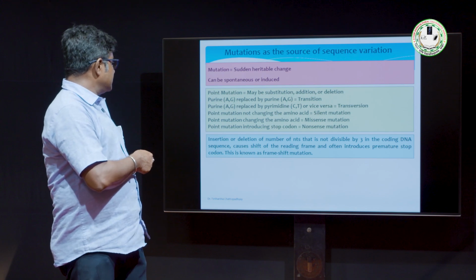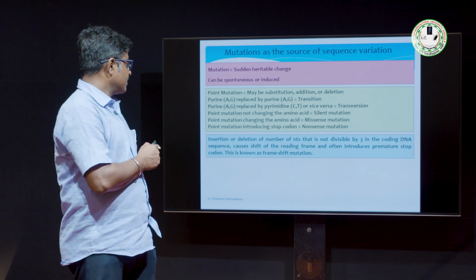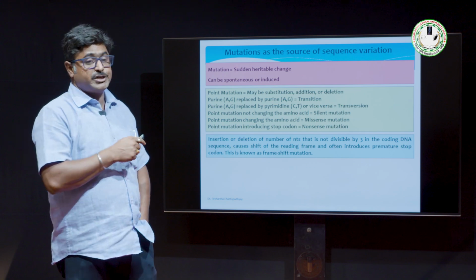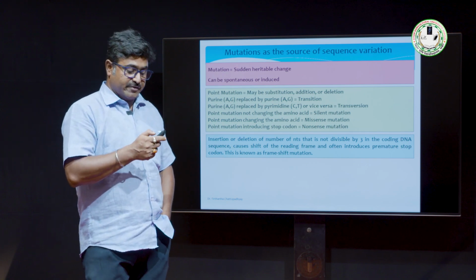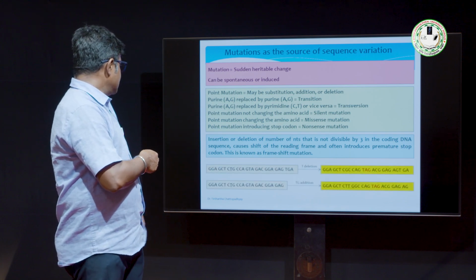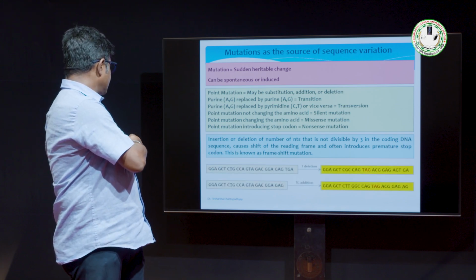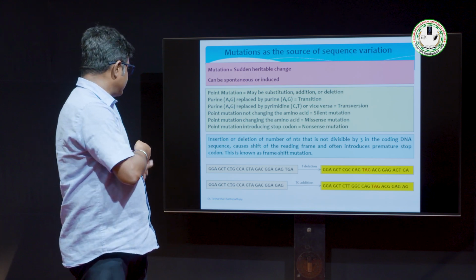So insertion or deletion of a number of nucleotides that is not divisible by 3 in the coding DNA sequence causes a shift in the open reading frame, and this mutation is known as open reading frame mutation or frameshift mutation. Here I have given an example. Suppose this was the initial sequence, and I have written these sequences in a triplet manner.